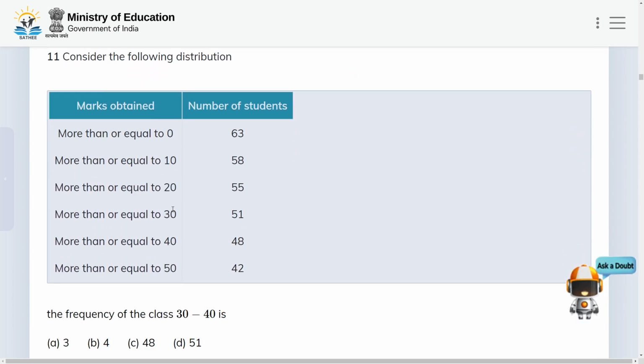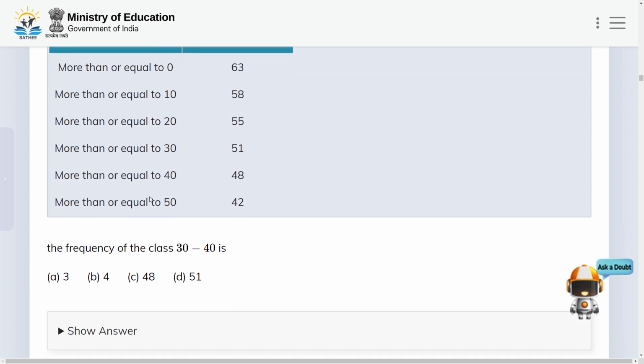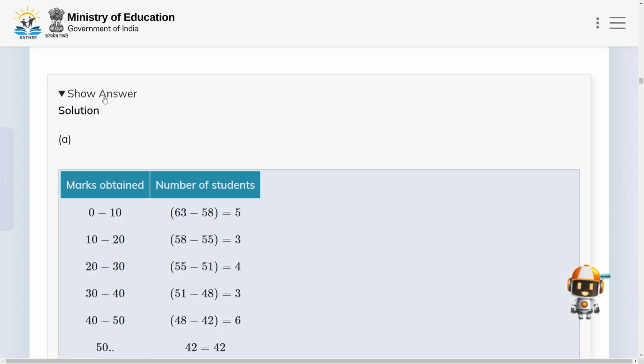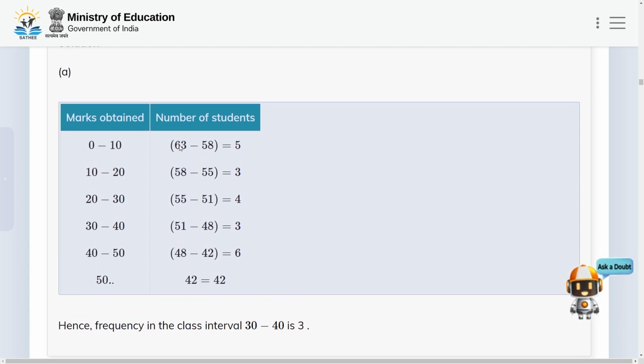In the next problem, we consider the following distribution and we need to find the frequency of the class interval 30 to 40. So let us see the answer. Here this is our table. For 0 to 10, the number of students is 5, which we get by subtracting 58 from 63, that is 63 minus 58, equal to 5.